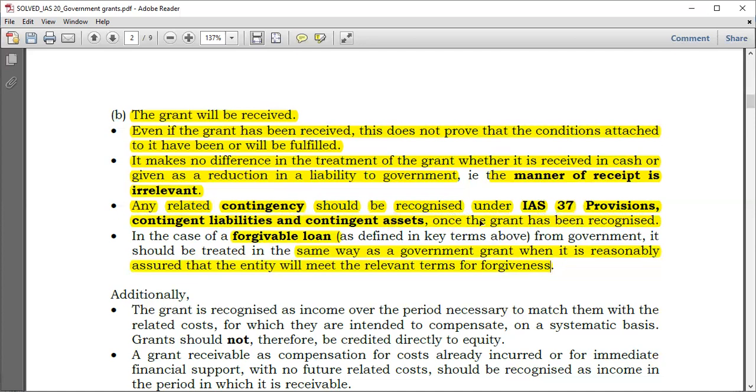That's why, as I said, it makes no difference in the treatment of the grant whether it is received in cash or given as a reduction in your liability. Maybe your loan has been forgiven, so the liability is reduced, right? That's why we speak of a reduction in liability due to forgivable loans as the component here.